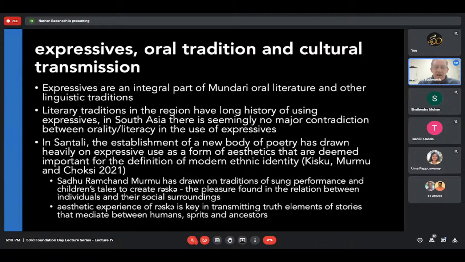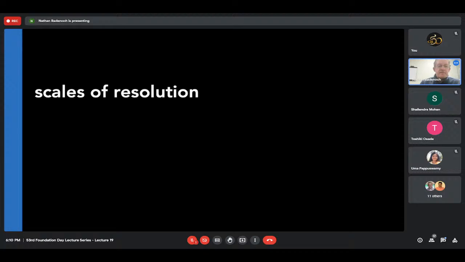So I've been talking about some fairly local discussions, as Professor Mohan mentioned in his introductory, and as everyone knows, expressives are an important part of the linguistic area in South Asia. And so I'd like to make a few comments about how we can consider scales of resolution, that is, scaling up from this very micro field level work to other levels of analysis and perhaps comparison.